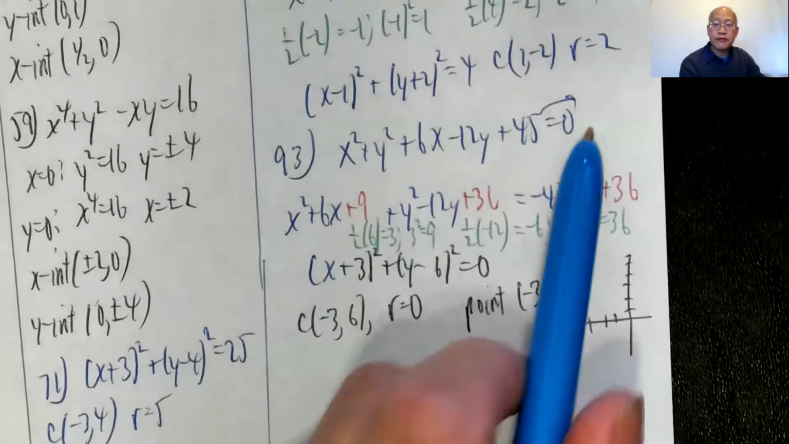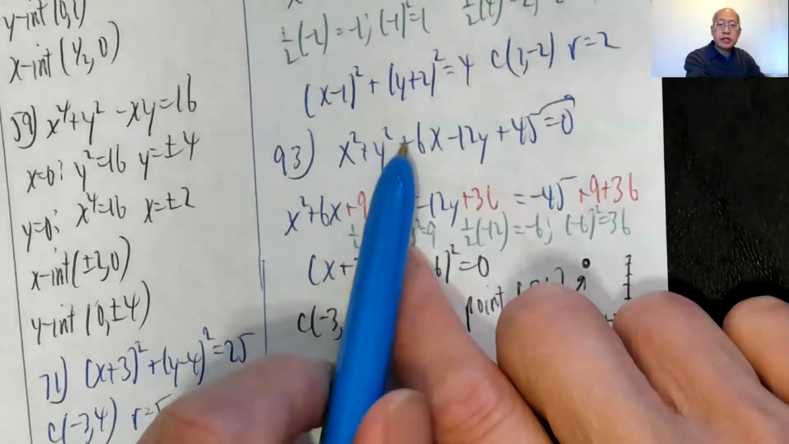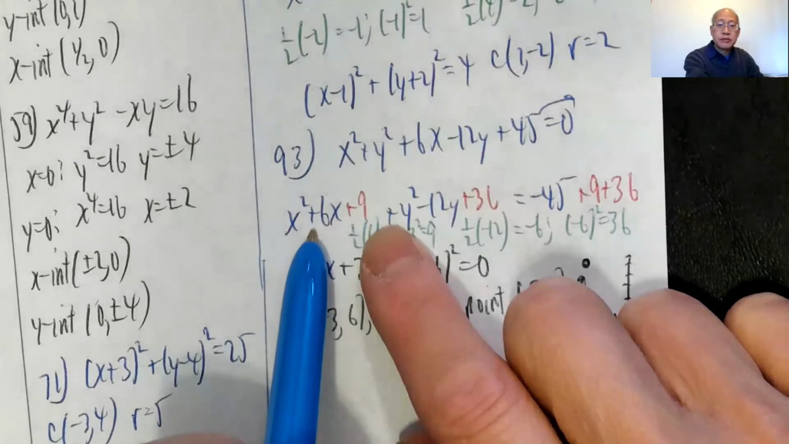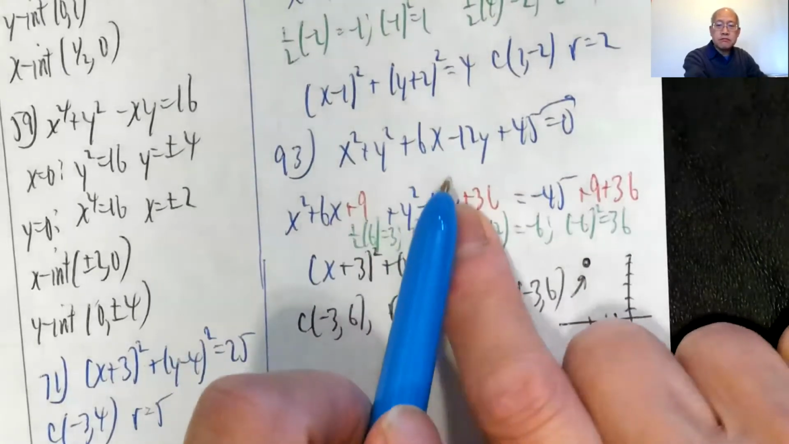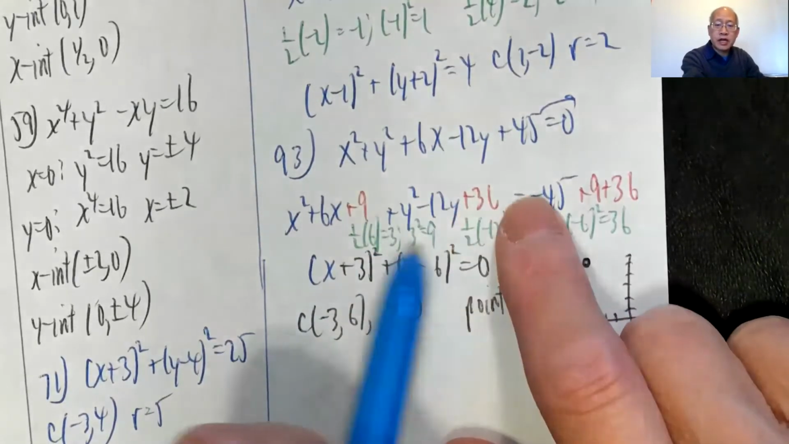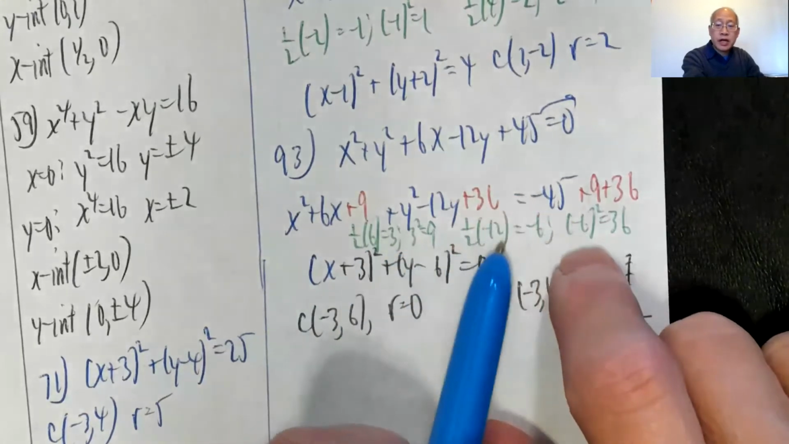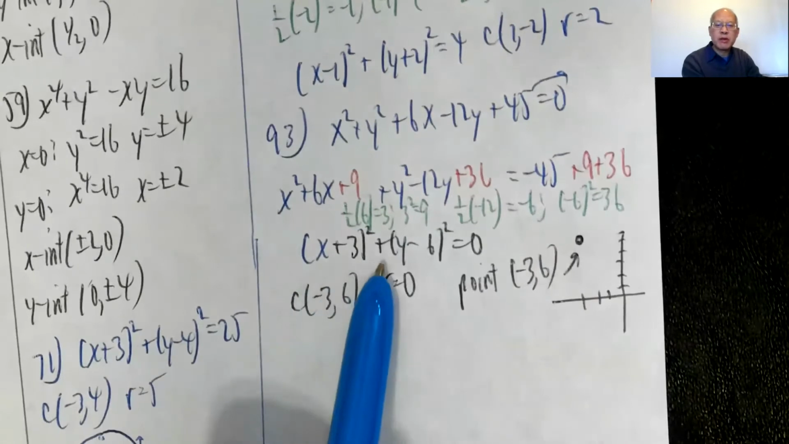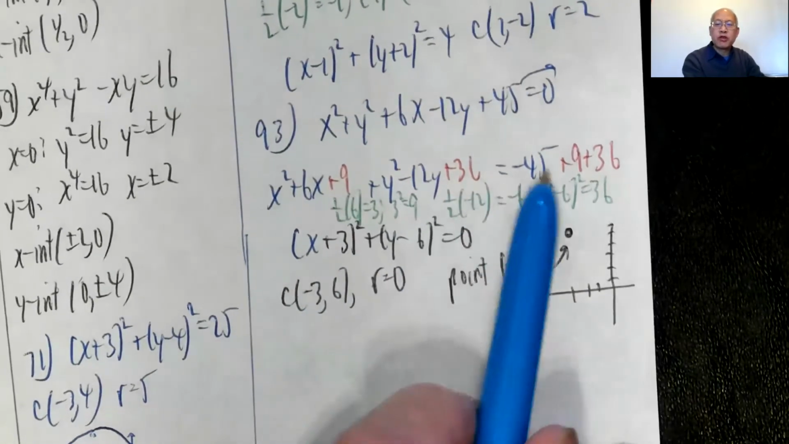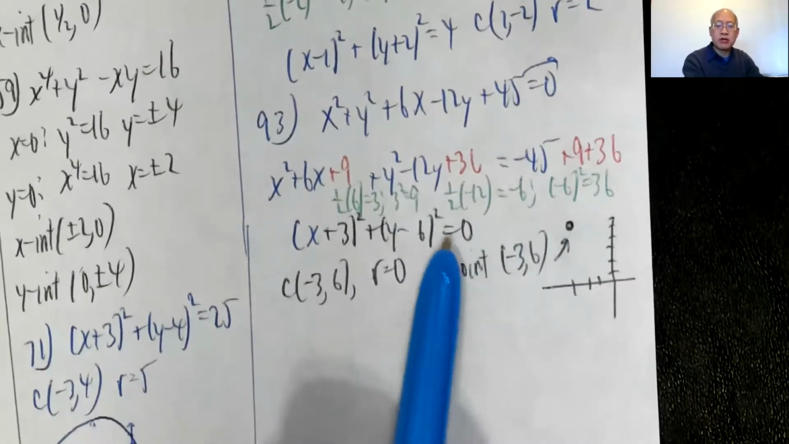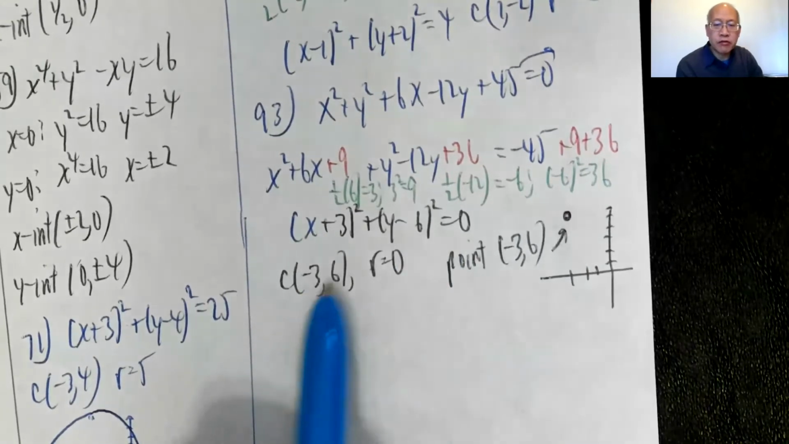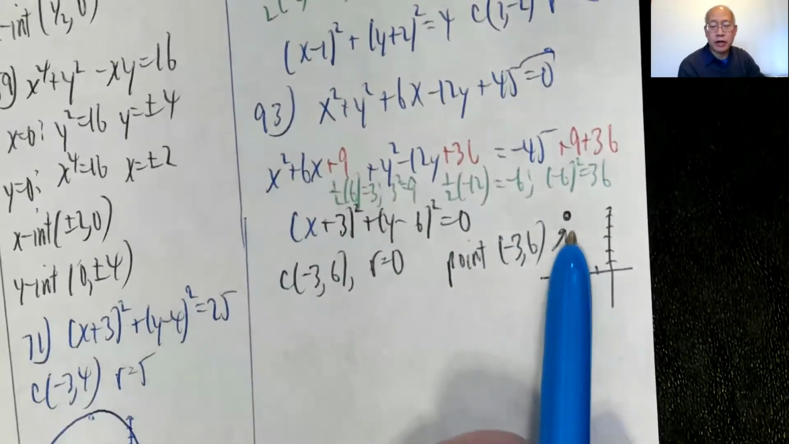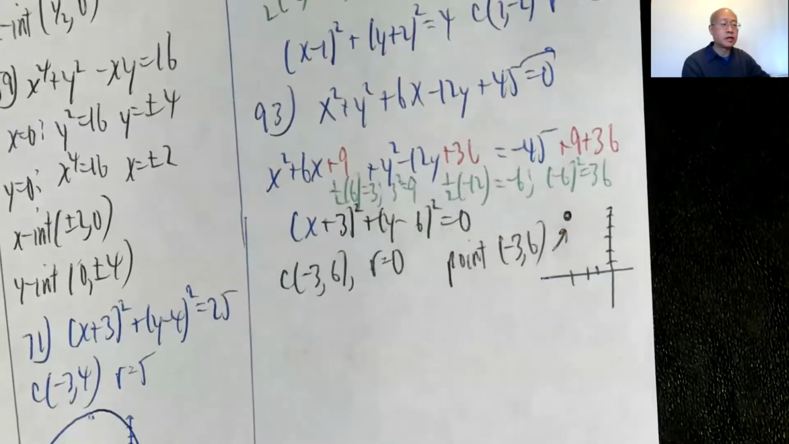93, move over the 45. X squared plus 6x, half of 6 is 3, 3 squared is 9. Half of negative 12 is negative 6. Negative 6 squared is 36, add 9, add 36. x plus 3 squared plus y minus 6 squared equals negative 45 plus 9 plus 36 is 0. So it's a center negative 3, 6. The radius is 0, which means you just have a single point. The point is just negative 3, 6.